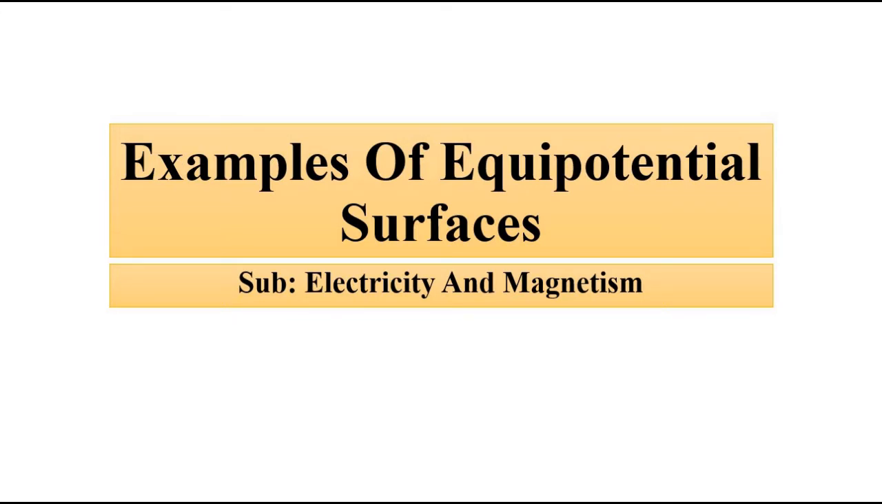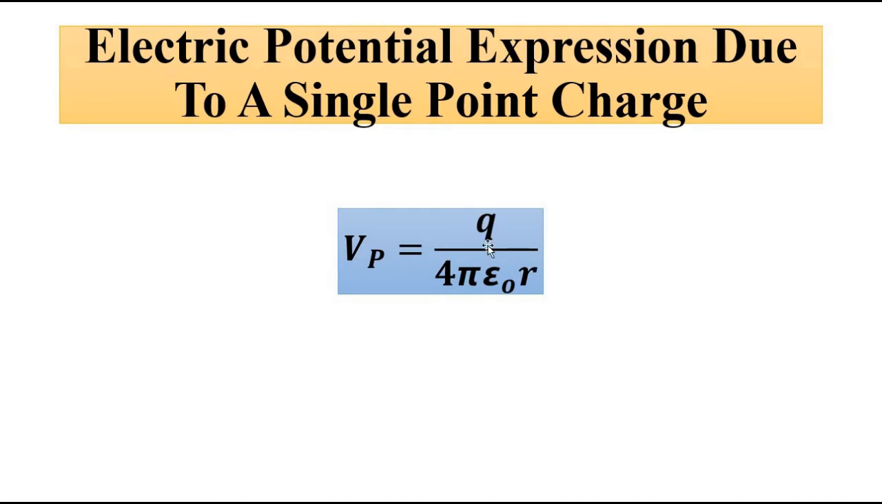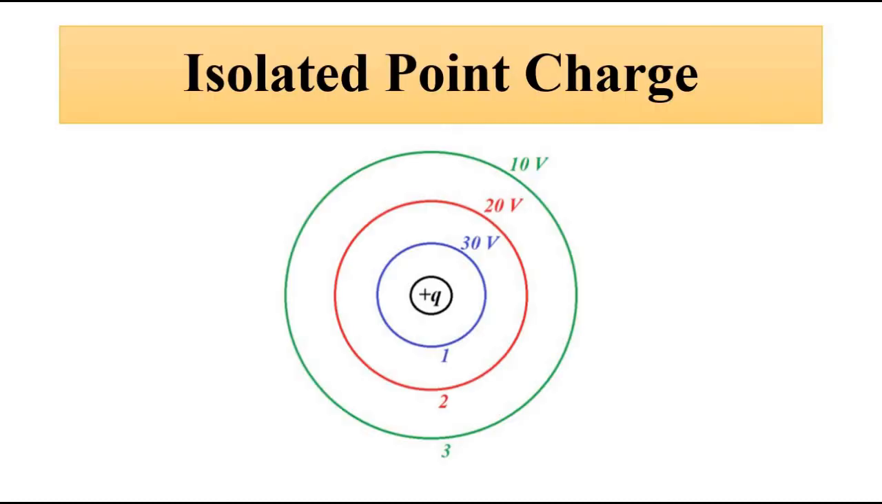Now we know that the electric potential due to a single point charge located in space is given by this expression. We have already derived it, where q is the charge value and r is the distance from the point where the charge is located. So let us say we have a point charge. This is the point charge q.